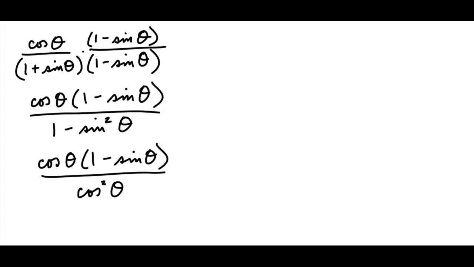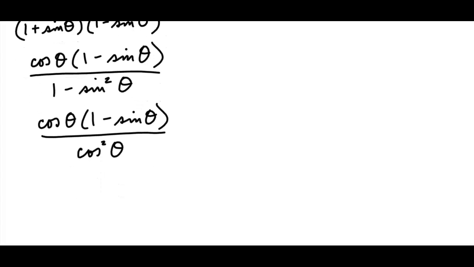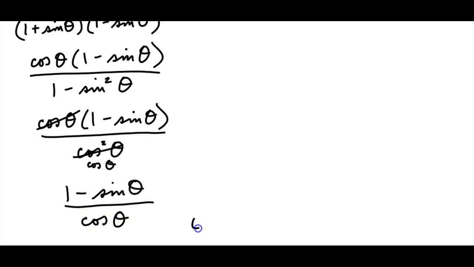Now that cosine theta over cosine squared theta, it's just like having x over x squared. You can cancel one of the cosines, that cosine theta, with one of those. And so it's going to give you a cosine theta down there. So the final expression is going to be 1 minus sine theta over cosine theta. And that's what we had on the right-hand side. And we're done.